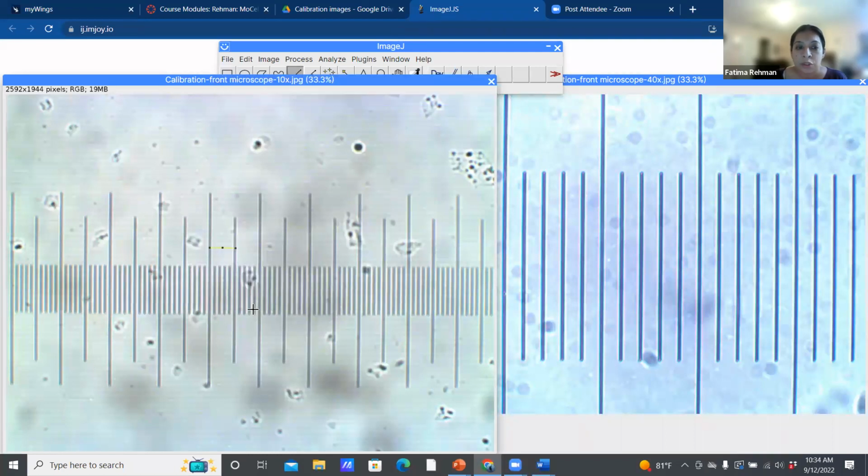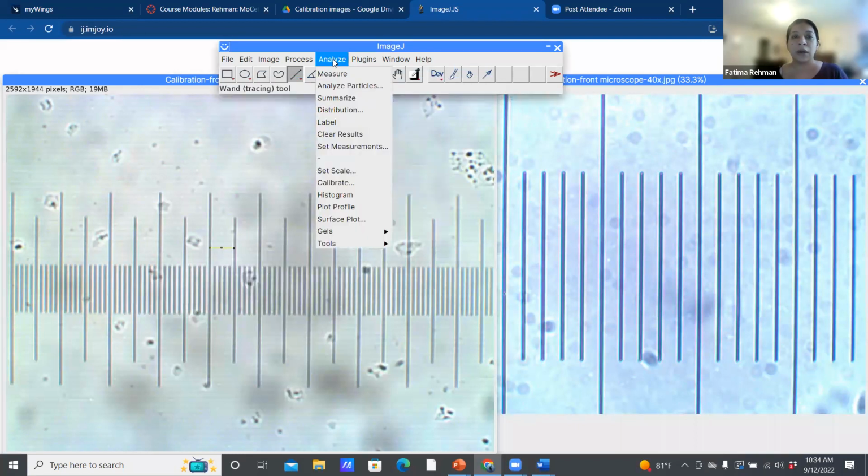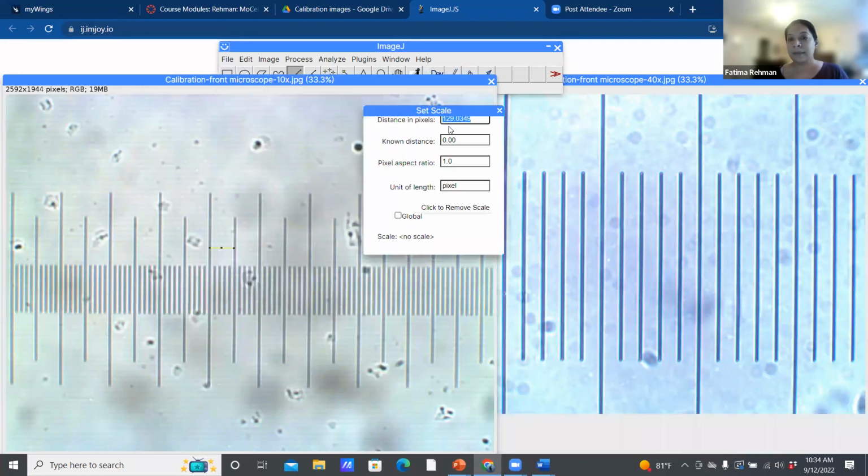those 2 segments, because it's easier to draw this line consistently between a larger distance than between that tiny one, and then set scale, 129. I'm looking at 5, so it's 50. And see, now I got that 2.6 again, which is probably the correct one, pixels per micrometer. Is everyone clear on how to calculate the calibration for pixels in imagery?